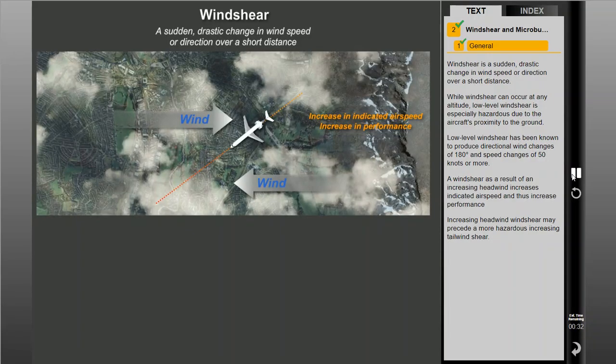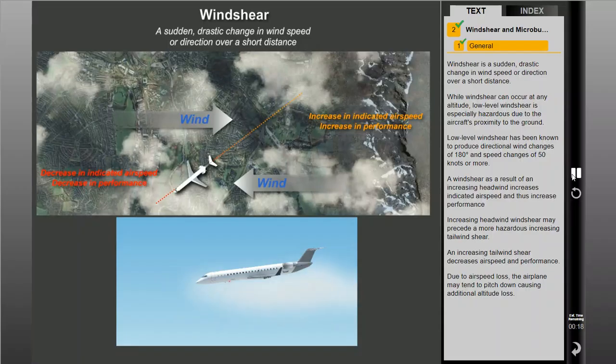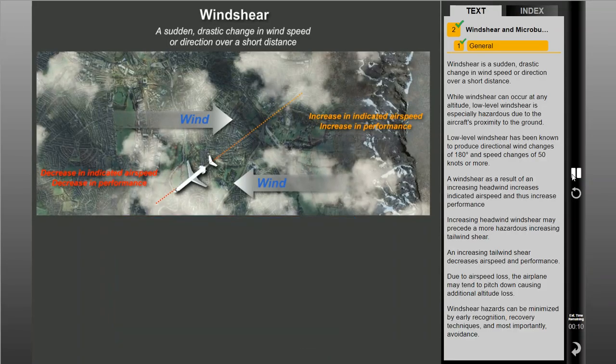Increasing headwind wind shear may precede a more hazardous increasing tailwind shear. An increasing tailwind shear decreases airspeed and performance. Due to airspeed loss, the airplane may tend to pitch down, causing additional altitude loss. Wind shear hazards can be minimized by early recognition, recovery techniques, and most importantly, avoidance.